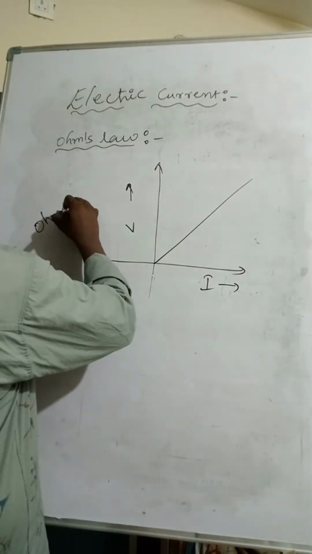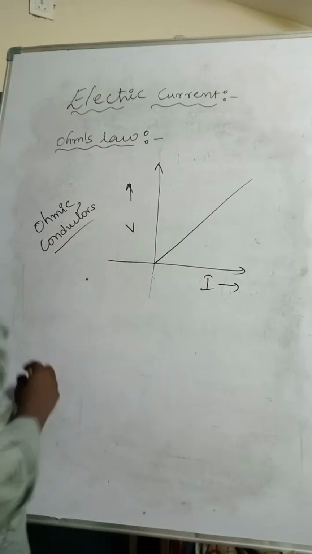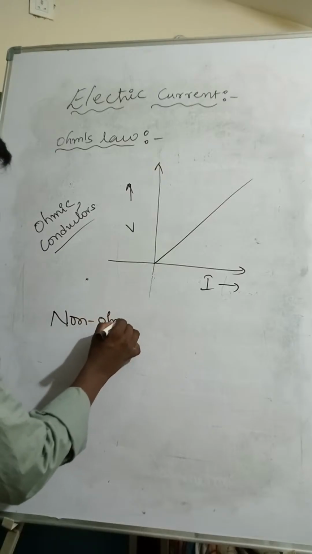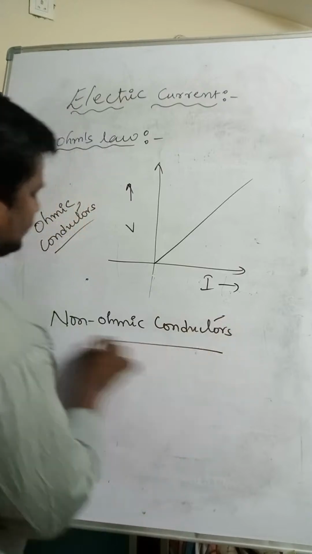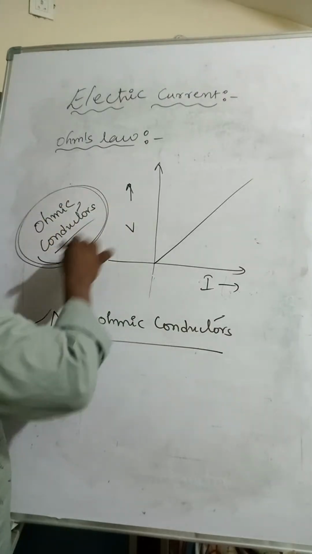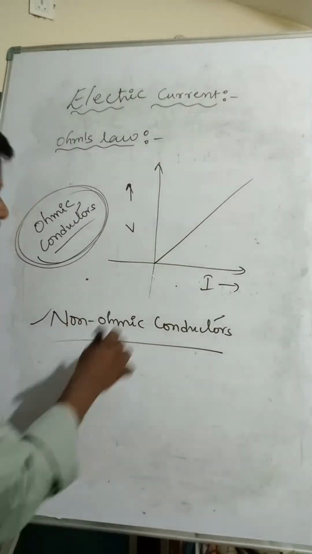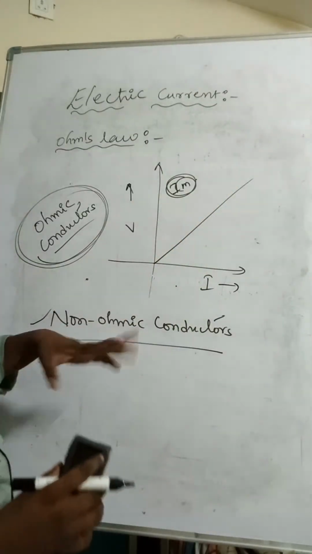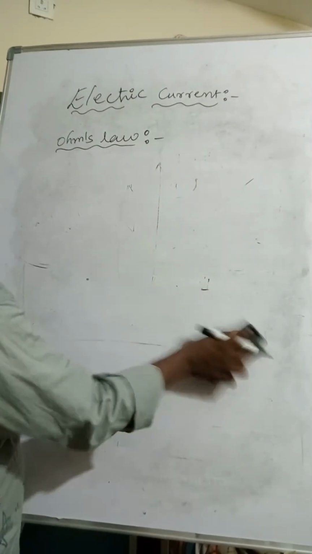The substances which obey Ohm's law are called ohmic conductors. Non-ohmic conductors means the substances which do not obey Ohm's law. Here, as I said, the ohmic conductors graph is a straight line, linear. They will ask this graph for 1 mark, very very important. Non-ohmic conductors are also very important. This is about ohmic conductors and non-ohmic conductors.